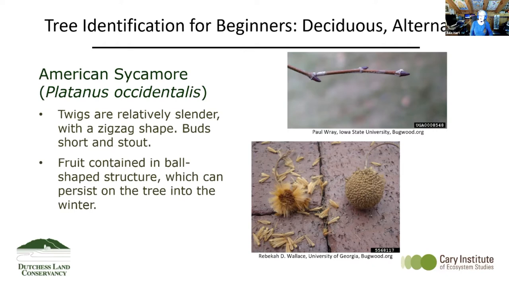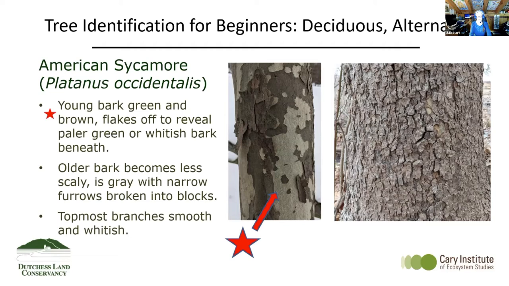They're usually pretty high up in the air, so you can't get to them. But these round ball-like seed structures are super distinctive of sycamore. So you'll see those hanging on the tree, sometimes even into the winter. But it's really that bark that you want to look for. That's what's going to tell you that is a sycamore tree and nothing else.